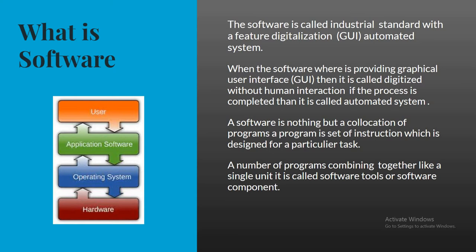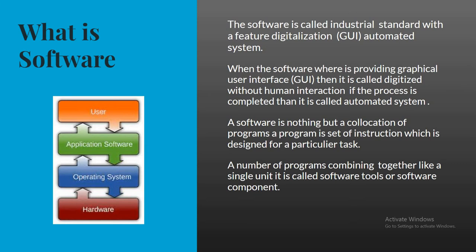So software is called an industrial standard with a feature of digitalization, or we can say GUI. GUI is nothing but our graphical user interface. When the software provides a graphical user interface, it is called digital without human interaction. If the process is completed, then it is called an automation system. A software is nothing but a collection of programs.